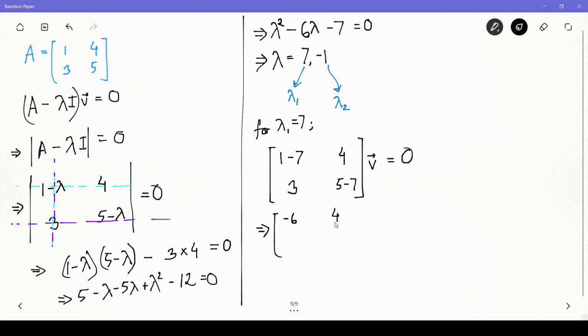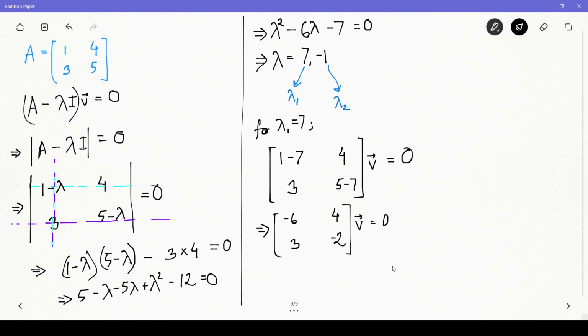This thing is 4. We have 3. 5 minus 7 is minus 2. This thing times v gives me 0. So our target is to find the value of the column vector v. So for what value of p, when multiplied with this matrix right here, will give me 0?